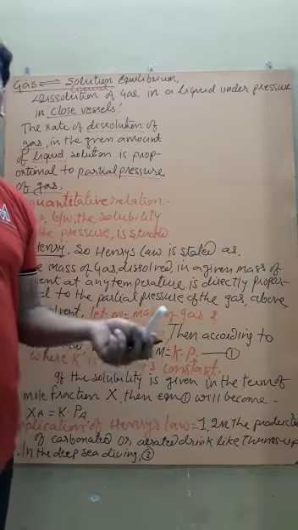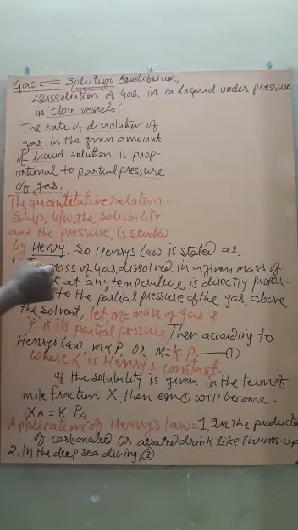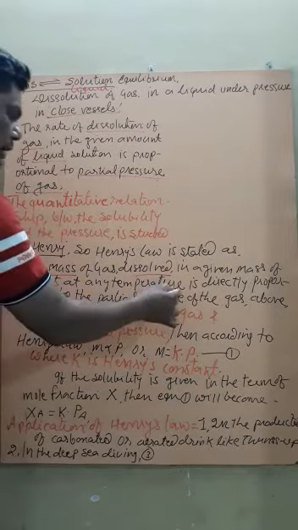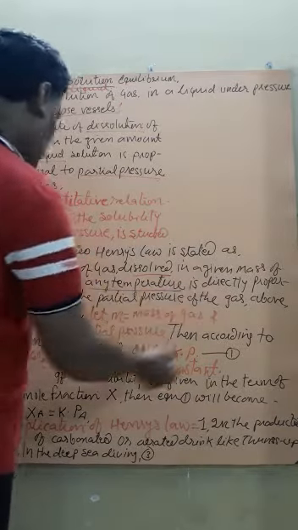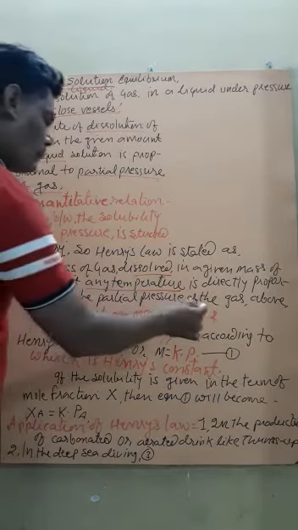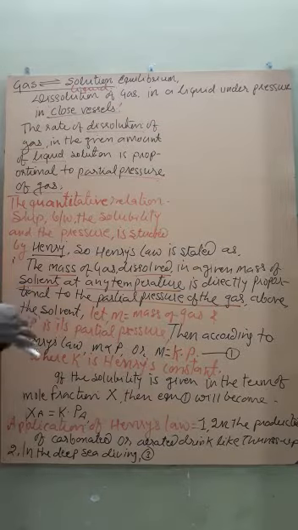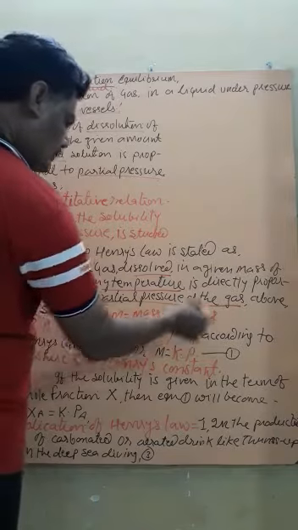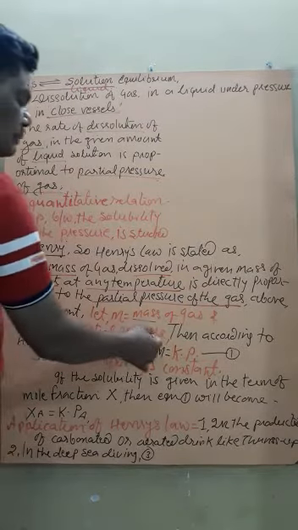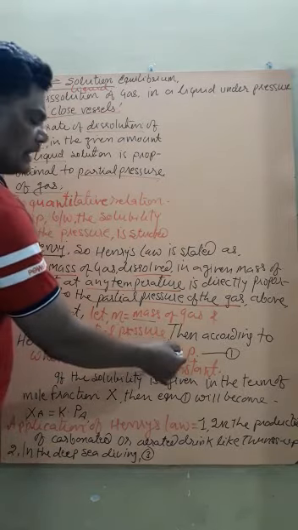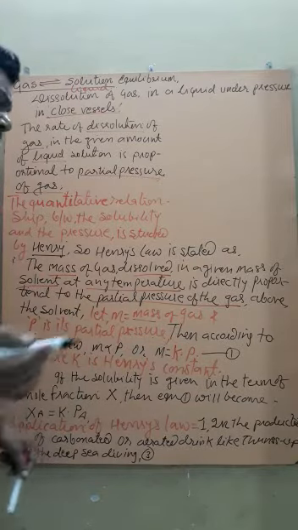Hence, according to Henry's law, the mass of gas dissolved in a given mass of solvent at any constant temperature is directly proportional to the partial pressure of the gas. The more the partial pressure, the more gas is dissolved. Let m be the mass of gas and P its partial pressure above the solvent. Then according to Henry's law, mass is directly proportional to pressure, or m = K times P. Here K is called the Henry constant.